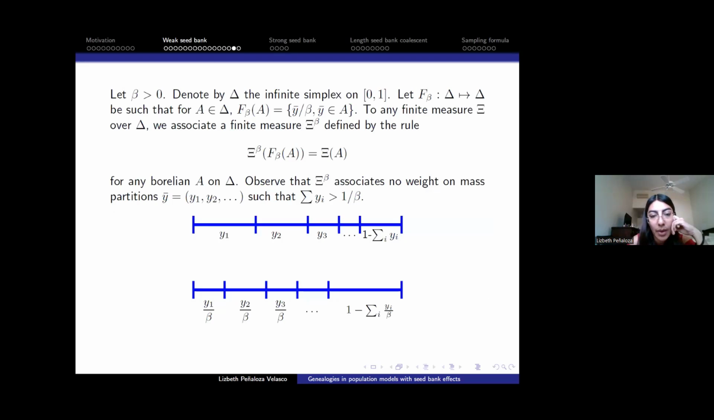So that means that the Beta coalescent is that, for example, if we take the infinite simplex in the interval 0, 1, here we have this partition and beta is bigger than 0. We need to divide every element by beta. So that means that in this case, we slow down the coalescence by this component beta.